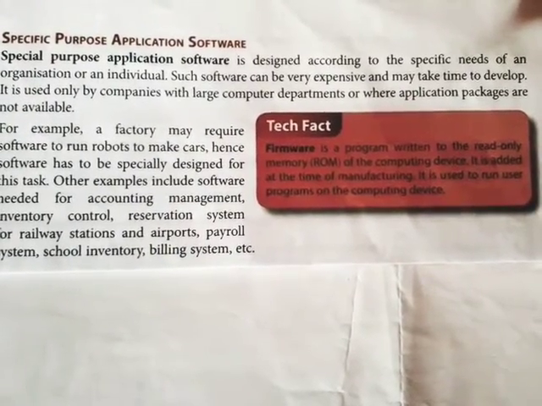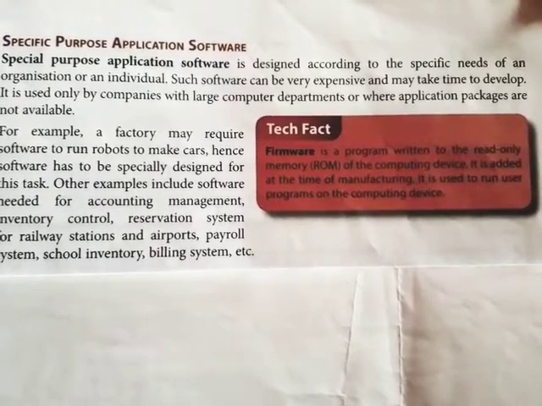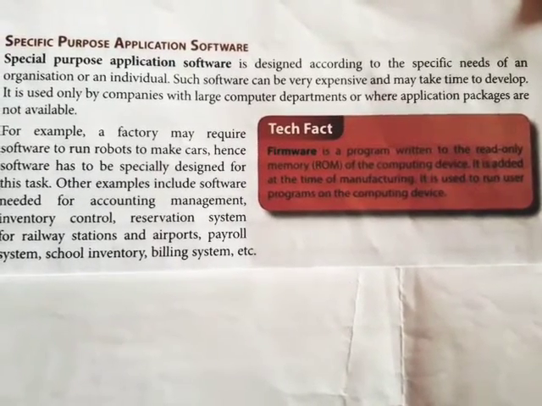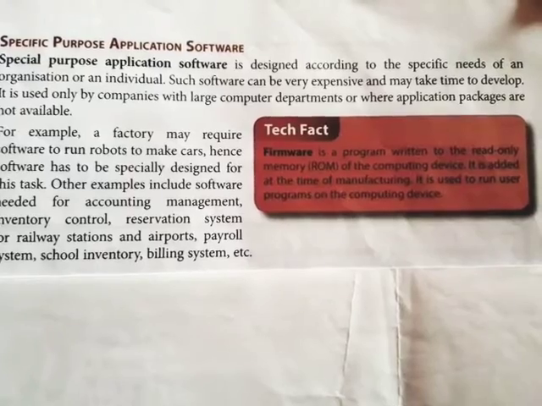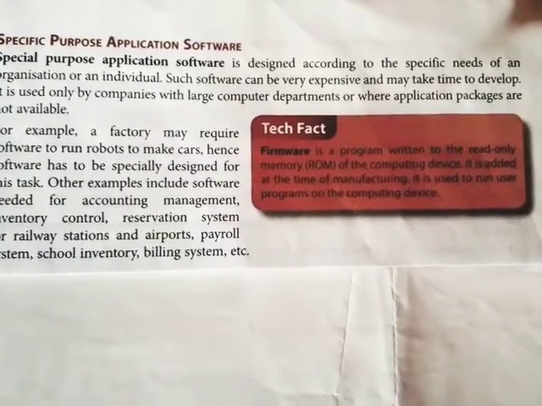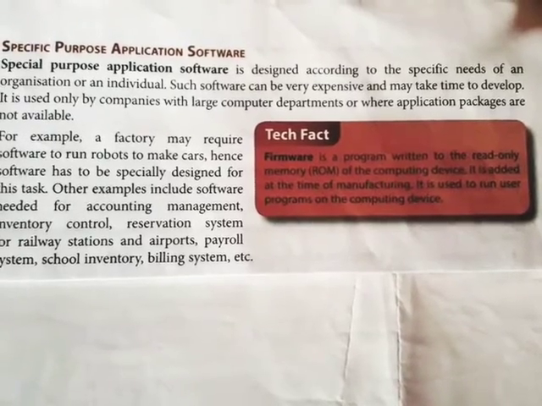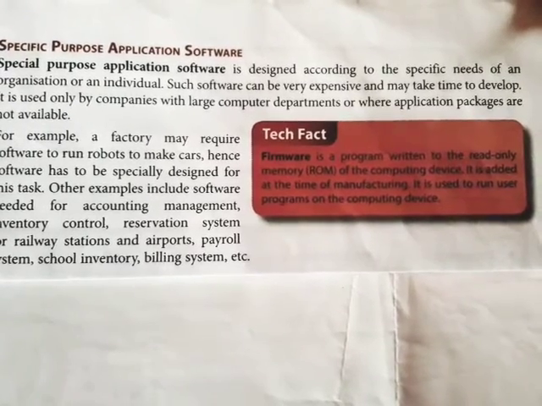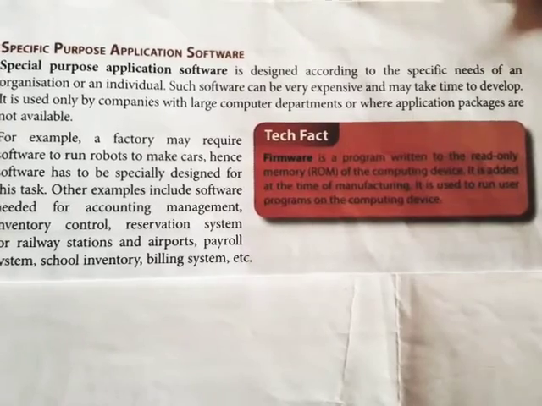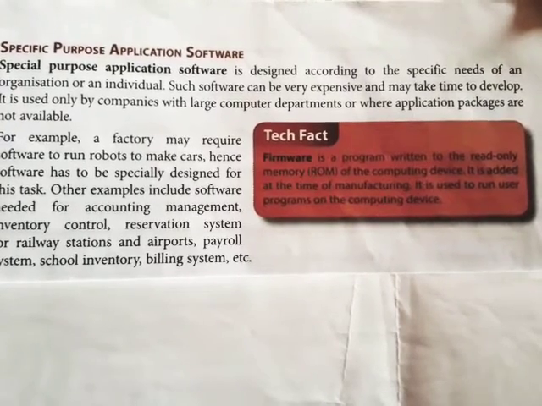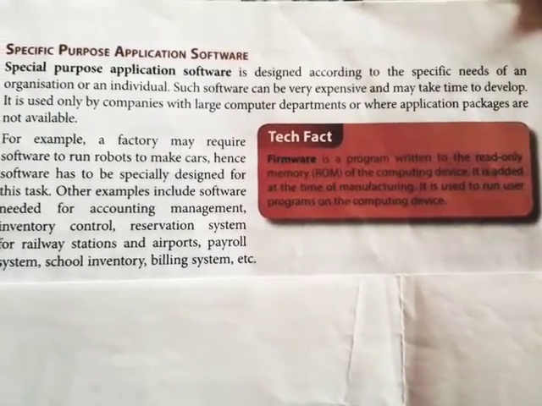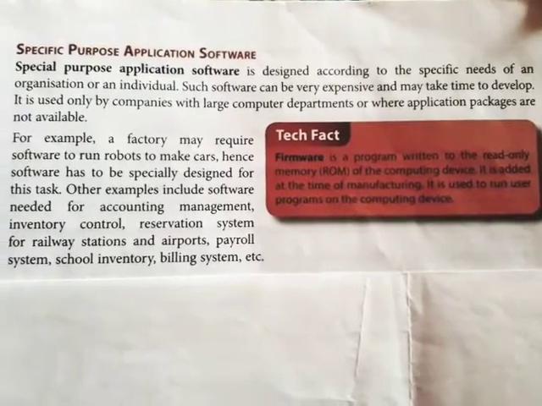Now the technical fact is given. What is it? Firmware is a program written to the read-only memory, that is to the ROM of the computing device. It is added at the time of manufacturing. It is used to run user programs on the computing device. So they have given information about firmware.